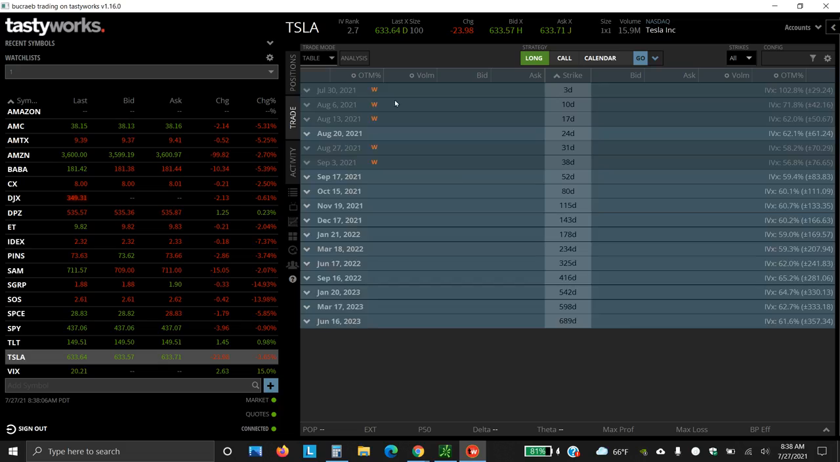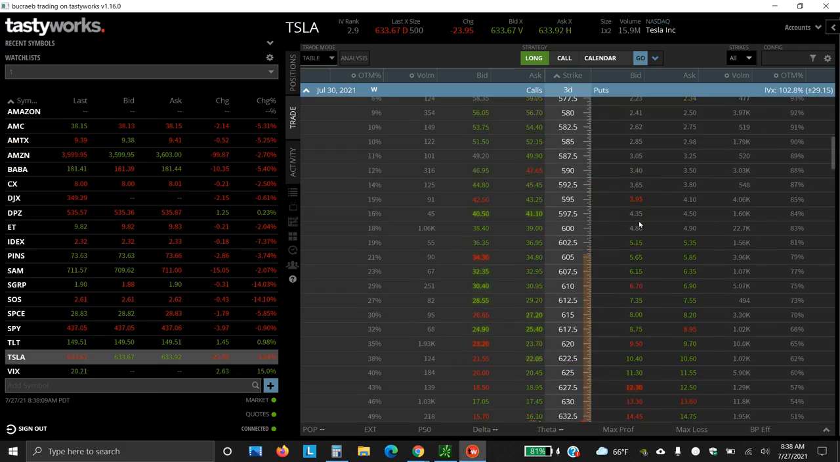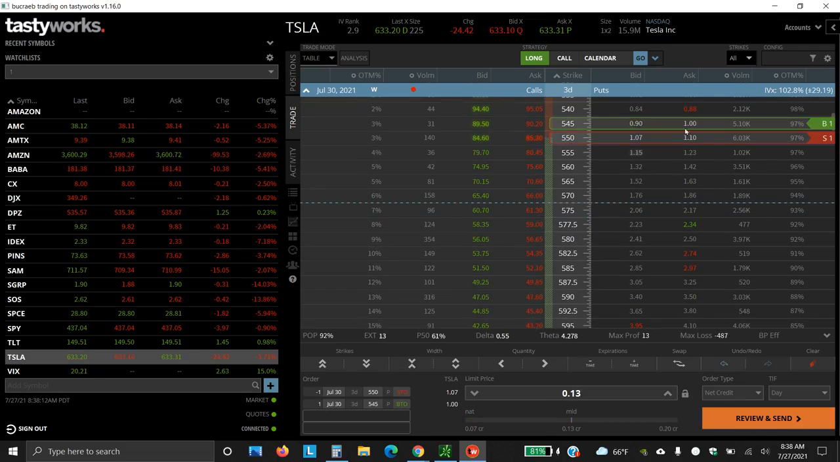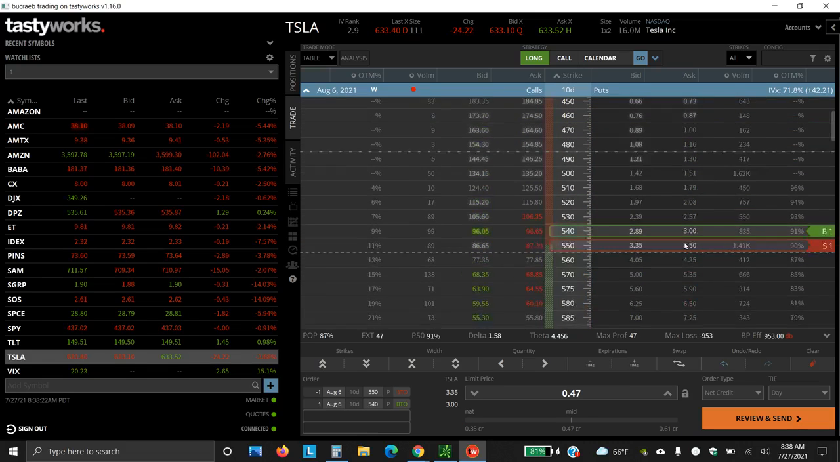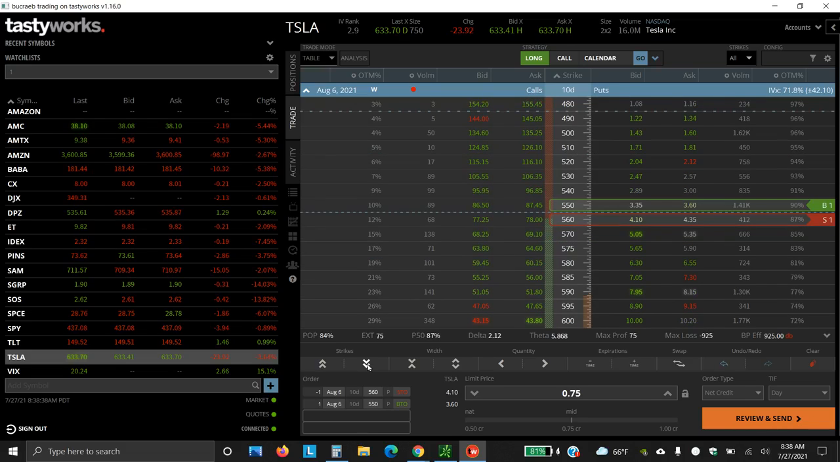So let's see what 550 is down here. $12. No. So let's go to the next expiration, August 6th, and see what it pays. 50 bucks for 1,000. That's not worth it. So this is 10 days out. I'm just going to go closer to the current price, and the credit is going to get larger and larger. I'm looking at 20 to 25%. I'm going to keep going down.